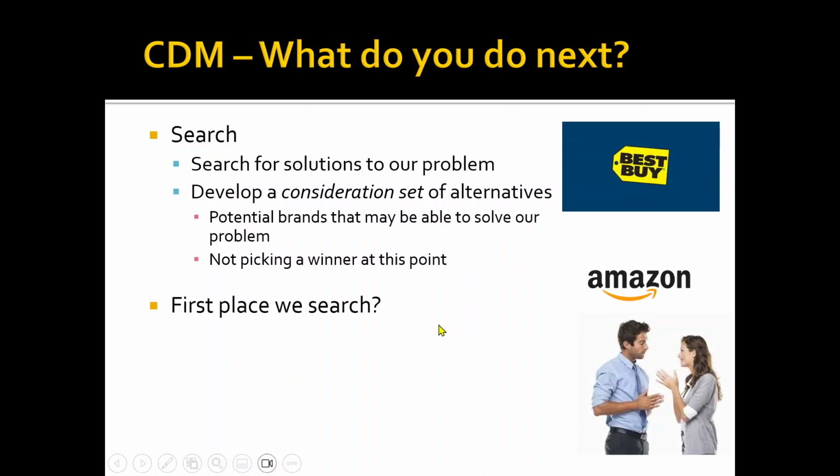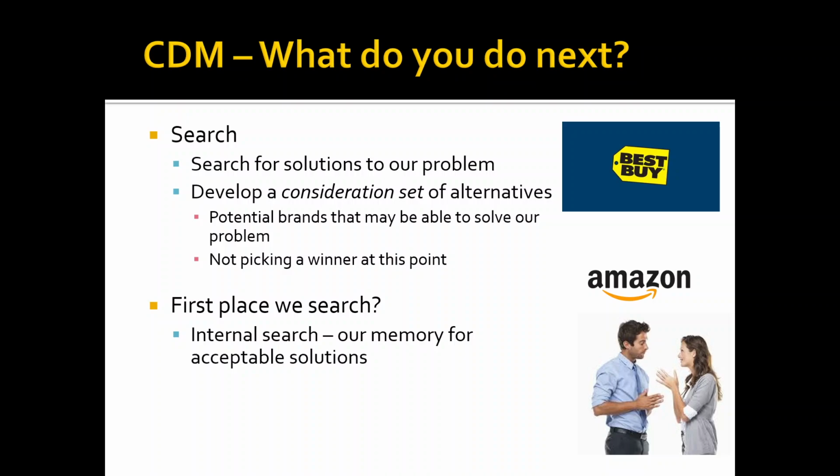Okay, so where's the first place we search? Well, I need the Bluetooth speaker right away, so I can't do Amazon. So luckily there's a Best Buy not too far away. So perhaps I go out and buy it there. But no, normally that's not what happens. So the first place we search is our memory. And we call that internal search. We're searching for acceptable solutions we already know about.